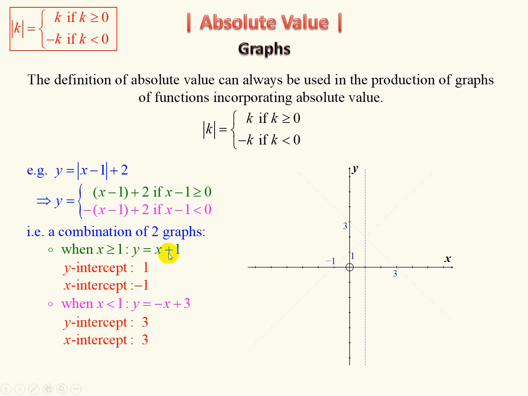Now, the green graph, it's for x greater than or equal to 1, so its section to the right will be taken. And the other graph, its section to the left will be taken. So we're going to take this graph, which is a positive gradient, so it's that part of the graph, and we drop that part. And then this graph, we're going to take that part of it and drop there. And there we have our absolute value graph. This is very quick. You can do it very quickly.